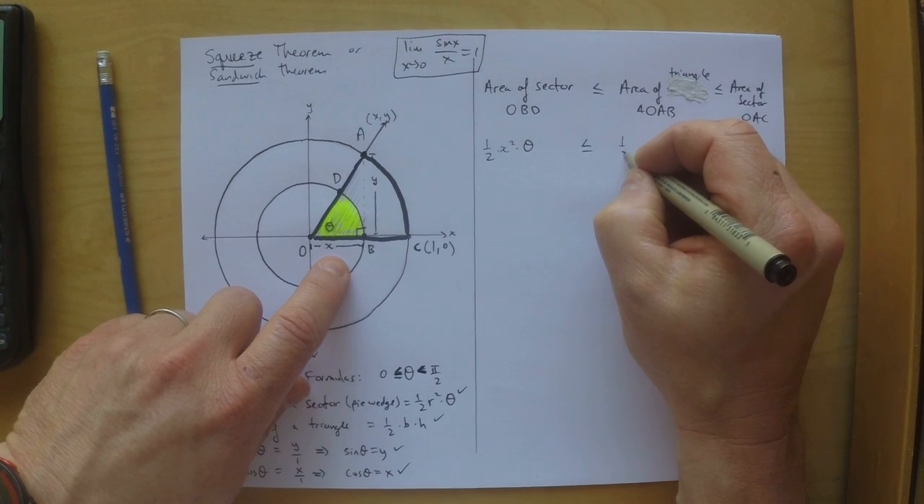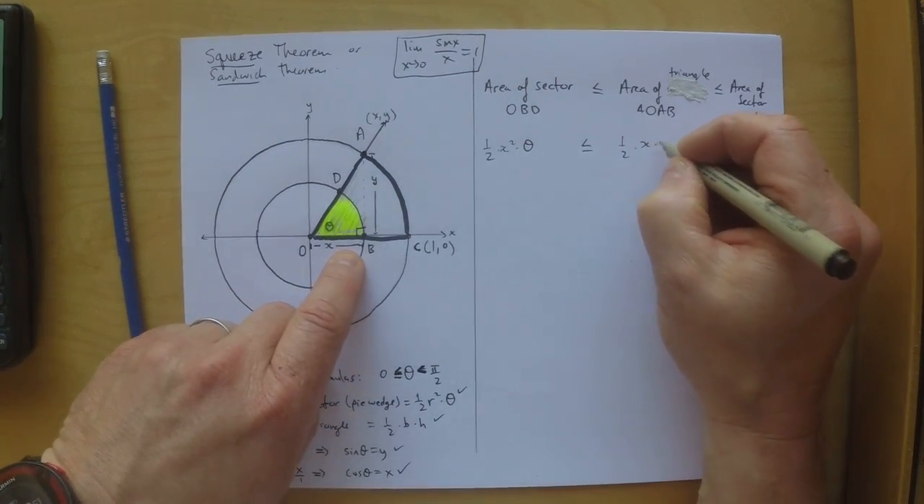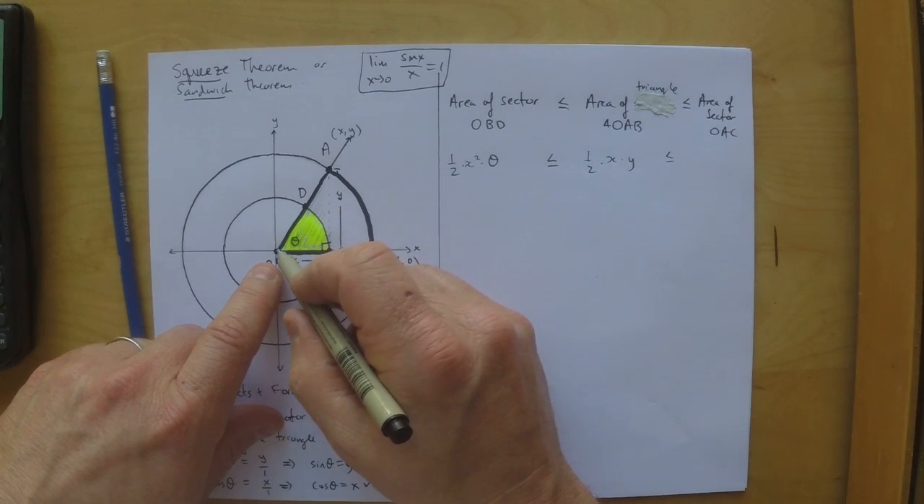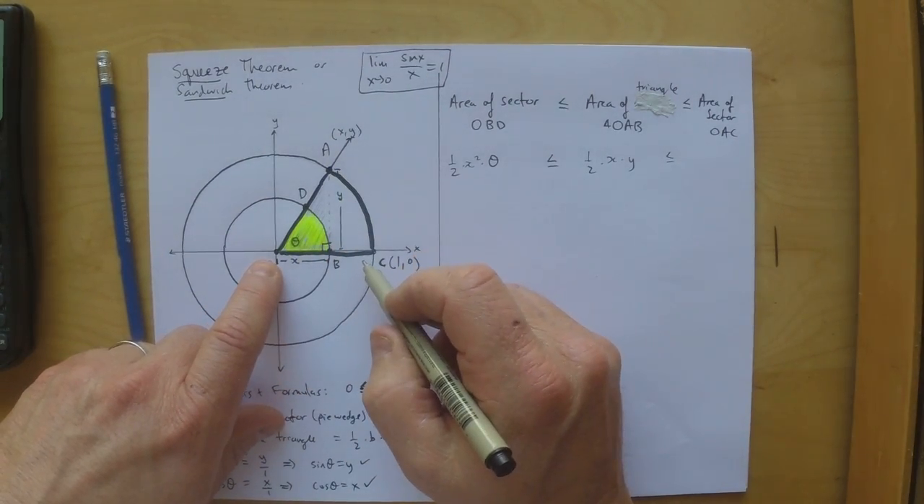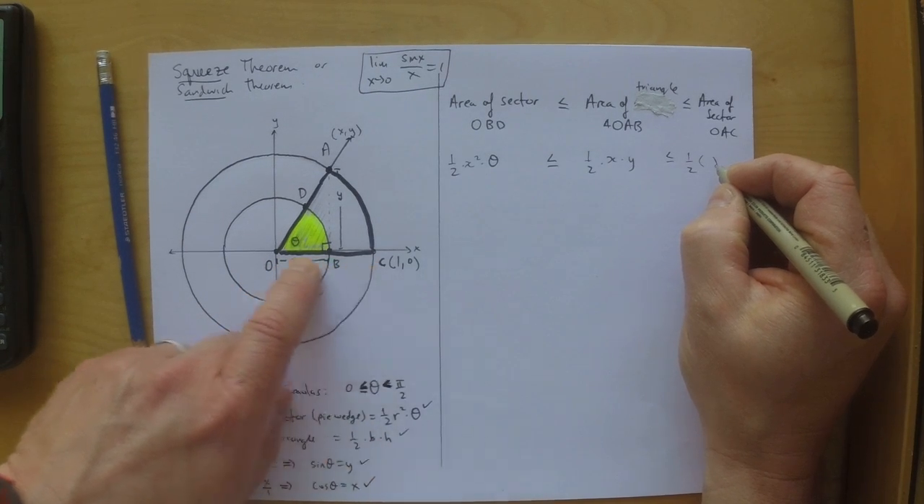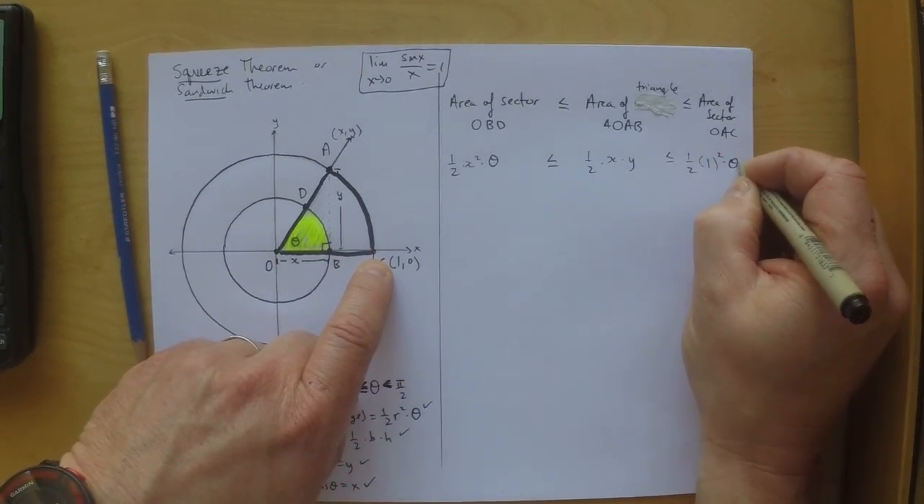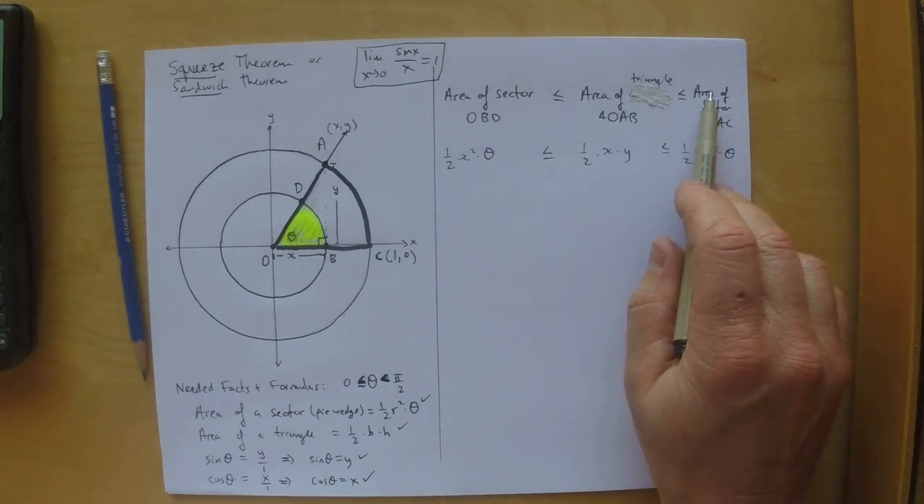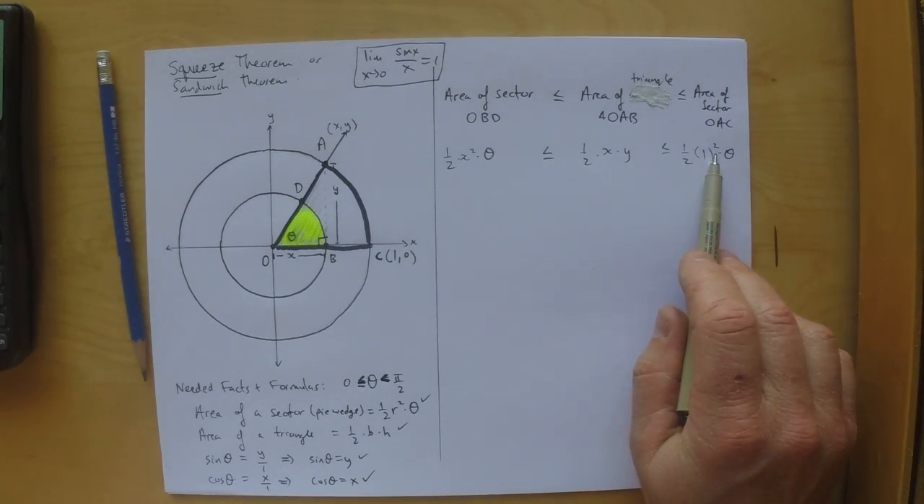Well, the area of a triangle is 1/2 the base x times the height y, which is less than or equal to the entire sector, which is 1/2 radius squared. The radius is 1 times theta. So this initial statement makes sense geometrically. There's the formulas being laid out.